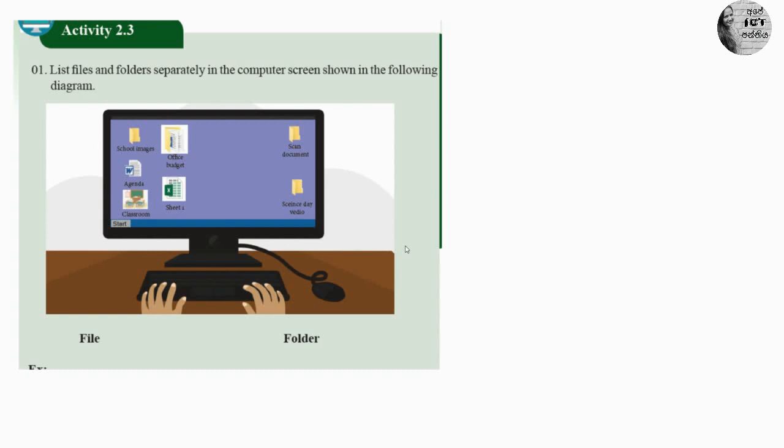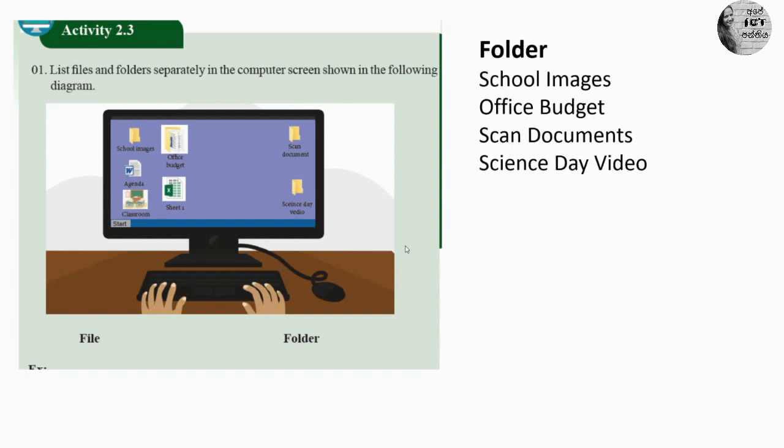List files and folders separately in the computer screen shown in the following diagram. There's a diagram, there's a screen of the monitor and there are many files and folders. What you have to do is separate files and folders. Let's do it. Folders. What are the folders that you can see in this screen? Yes. School images, office budget, scan document, science day video. Those are the folders. Let me see what the files are.